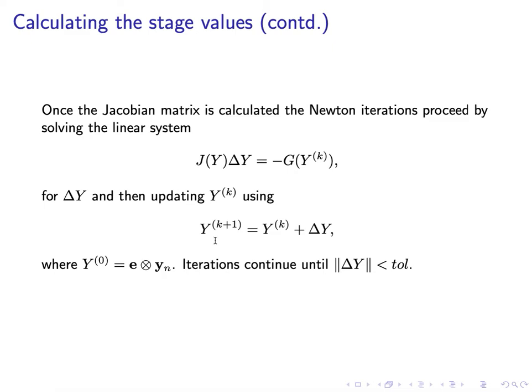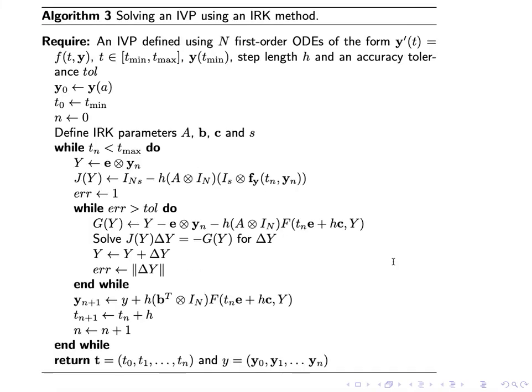and then we update our estimates for big Y. Okay, we need some starting values for big Y, so we tend to use the vector of ones, which is e, tensor product with our current solution yn, and we continue to iterate until the norm of our delta y vector is less than some small number, the tolerance. So here's the algorithm. If you were to code this up, this is the algorithm you'd use.